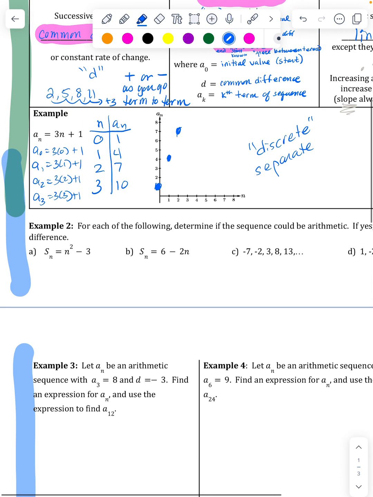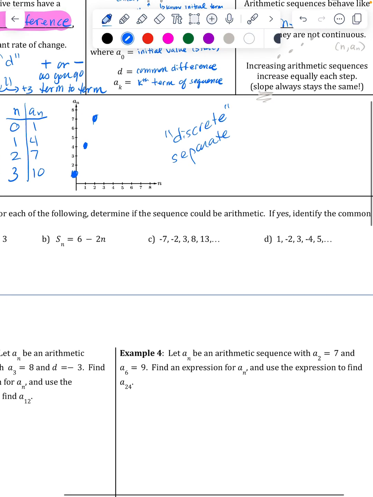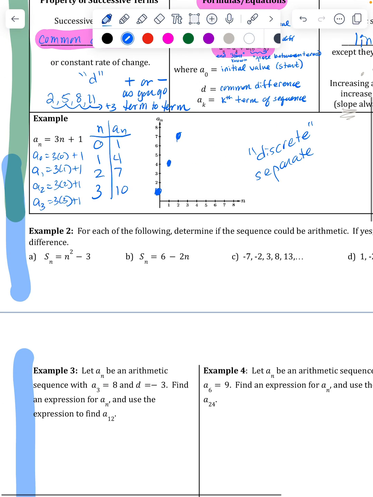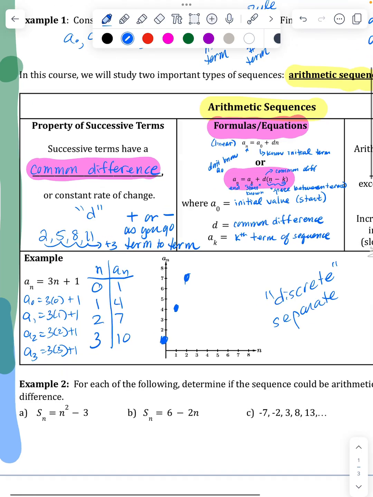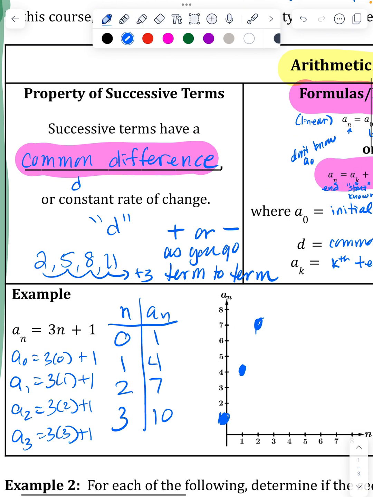Okay. So for each of the following, determine if it could be arithmetic, meaning does it have a common difference? Keeping in mind, and I'm going to go back up here and put this up here, to find that common difference, you can take any term minus the term before it.